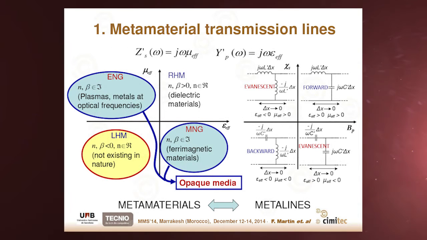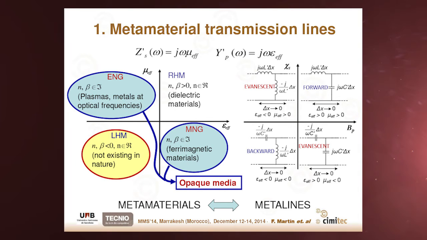Okay, if we take into account that wave propagation in transmission lines and plane wave propagation in homogeneous and isotropic media is described by the same equation, there is a mapping between the constitutive parameters of the material and the series impedance per unit length and the shunt admittance per unit length of the model of the transmission line, okay? So according to this mapping, there is this parallelism between metamaterials and transmission lines.